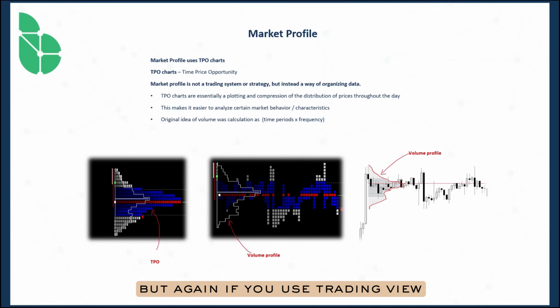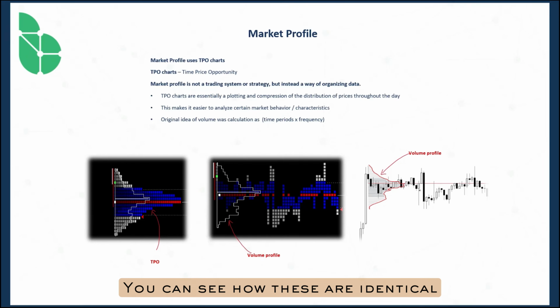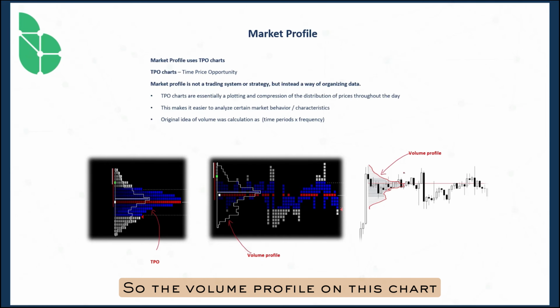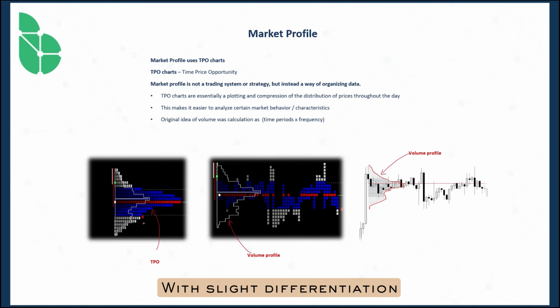But again, if you use TradingView, you can see how this is the same exact day right here. So this is the TPO chart. This is the TPO chart expanded, which is essentially this period right here. You can see how these are identical, but it's not going to show you wicks or bodies. It's just going to show you where the market was during that 30-minute period. The volume profile on this chart is going to look almost identical to this, with slight differentiation.